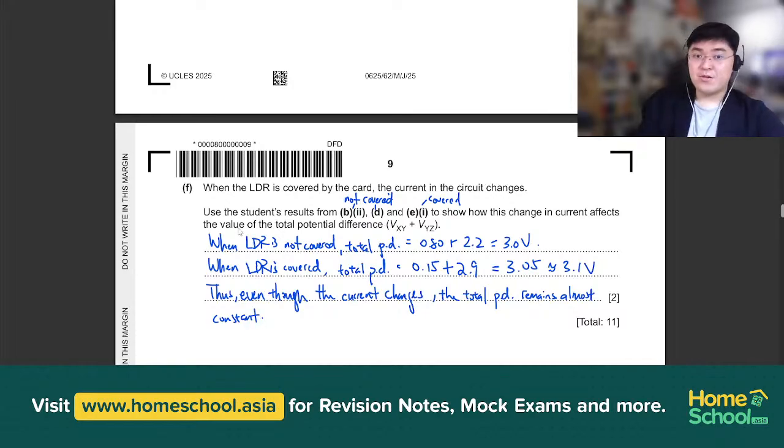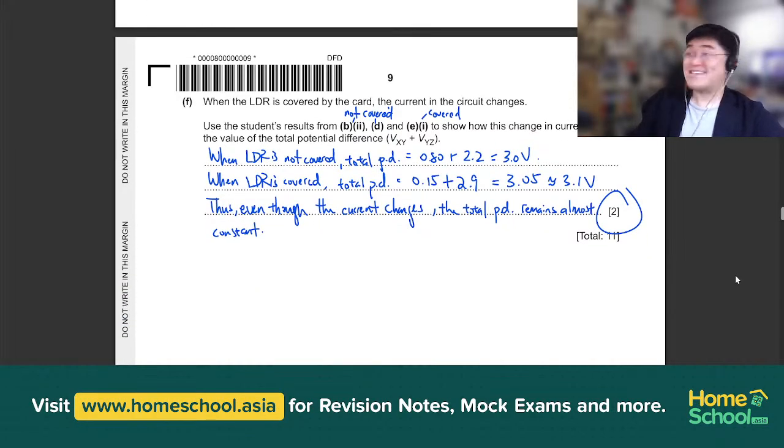So basically, if you write down that the values of Vxy and Vyz, when they add together, are constant or nearly identical, and you have a conclusion, then if you use the values from these questions correctly, you should be able to get your full 2 marks. And with that, we are also done with question number 2.